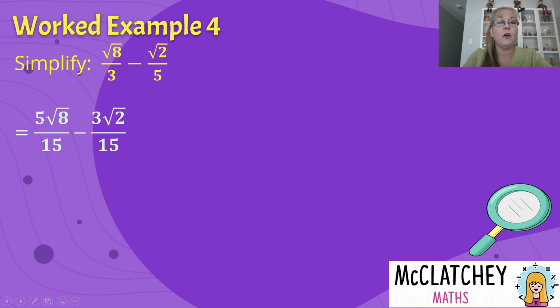So now what I've got is 5 over 15 is my equivalent fraction here, and 3 over 15 is my equivalent fraction there. So now I've got two fractions with a common denominator of 15. Now I can do the subtraction.